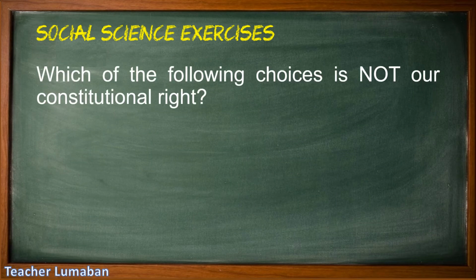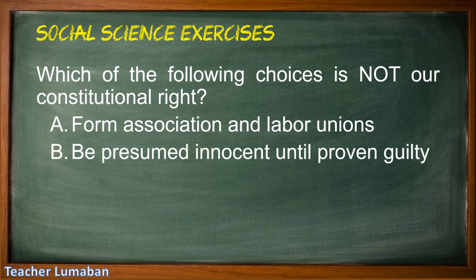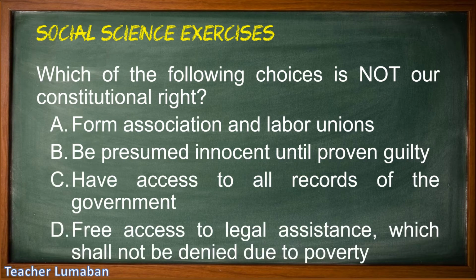Which of the following choices is not our constitutional right? Letter A, form association and labor unions. Letter B, be presumed innocent until proven guilty. Letter C, have access to all records of the government. Letter D, free access to legal assistance, which shall not be denied due to poverty.